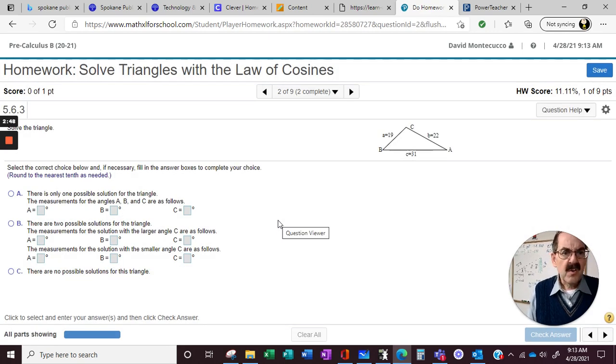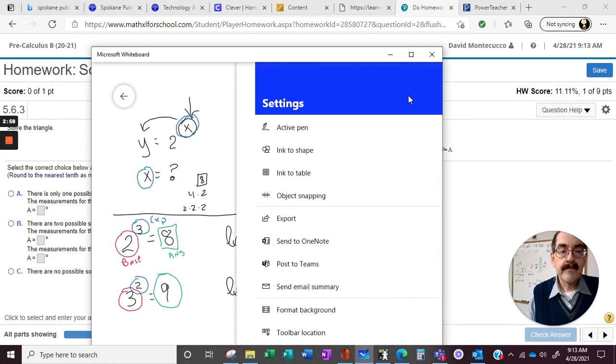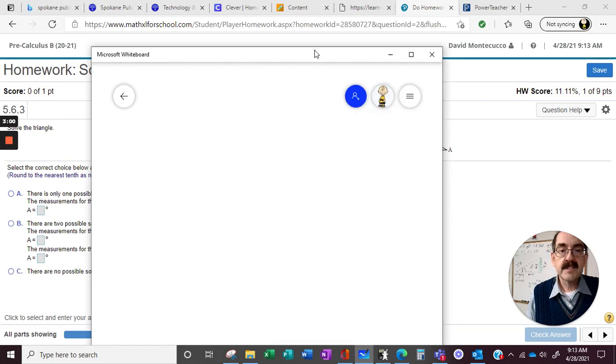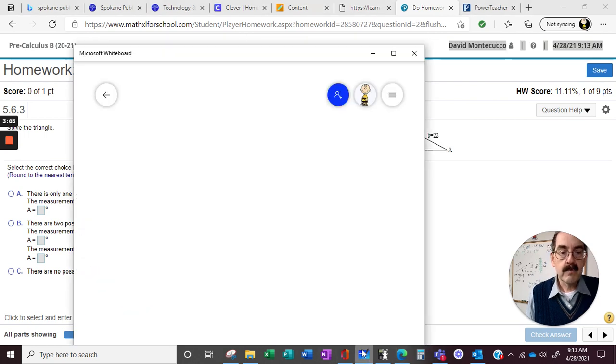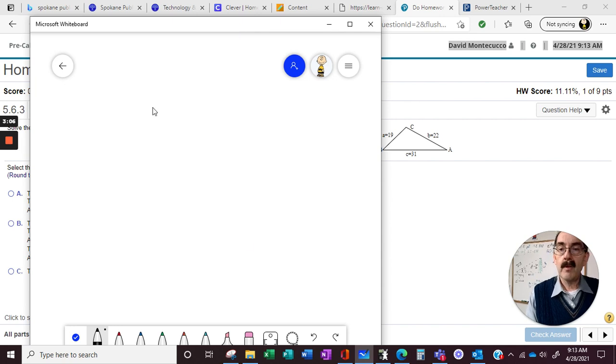So, this is a tougher one, isn't it? A, B, C. Let's grab our pen, and we're going to draw this out. Clear the canvas. Let's draw our triangle here. Little a is 19, which makes that big A. Little b is 22, which makes that big B. Big C, and c is 31.